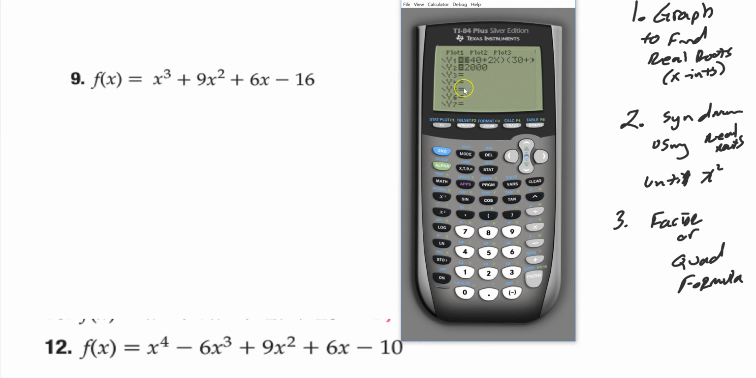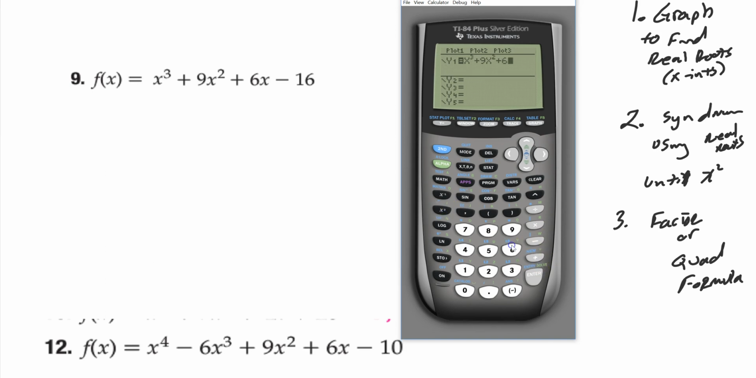I'm going to go to y equals and type in my equation. So x cubed plus 9x squared plus 6x minus 16. And I'm going to graph it.